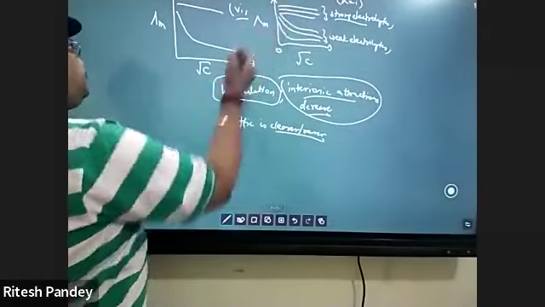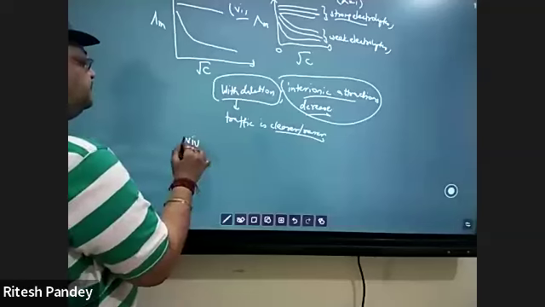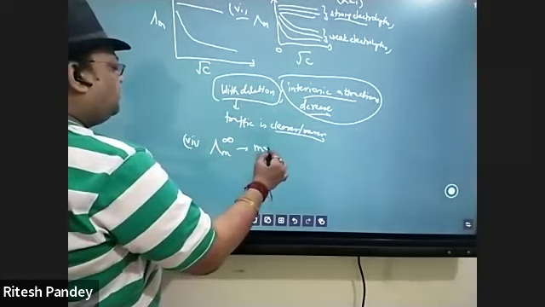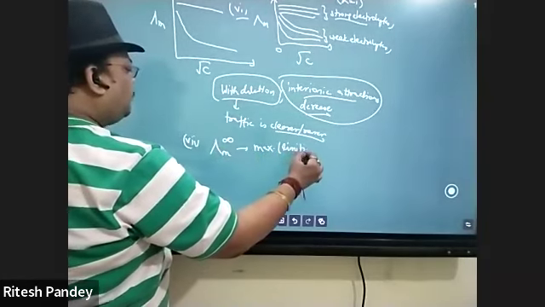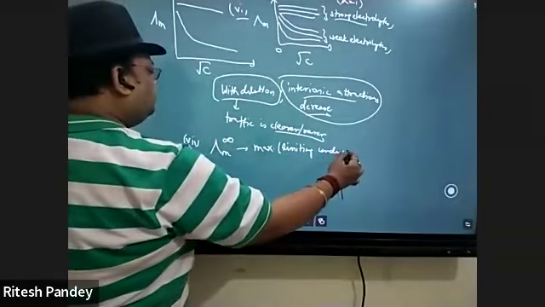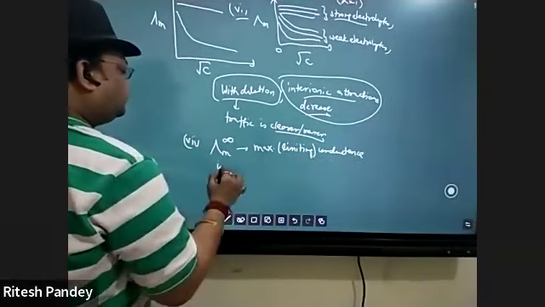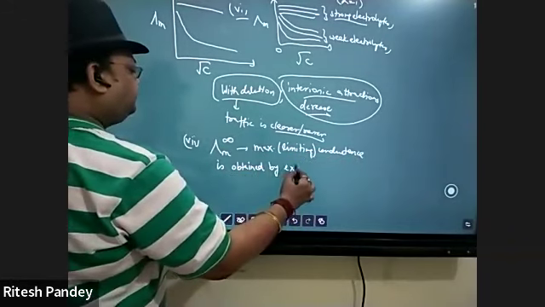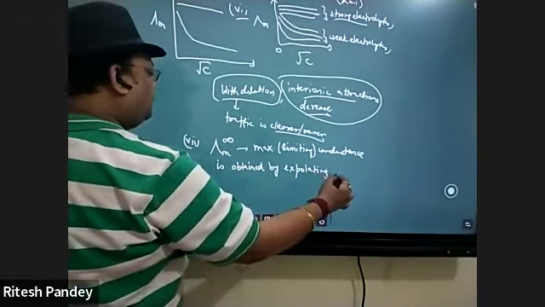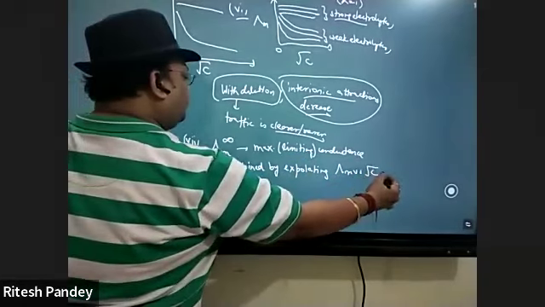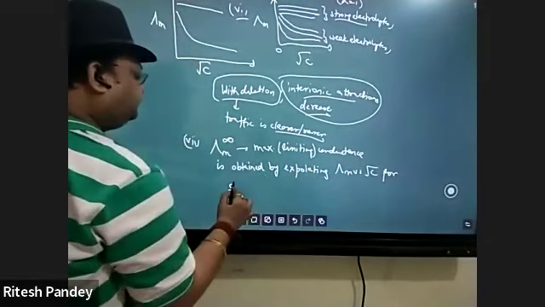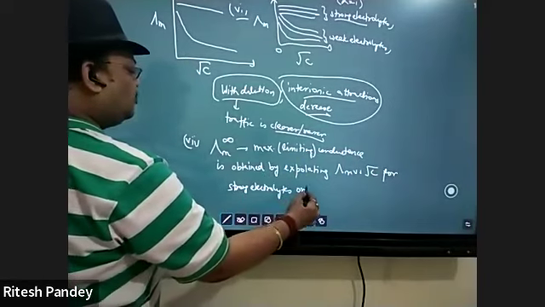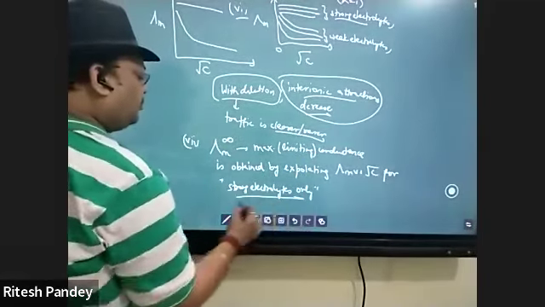This can't be obtained naturally. This infinite conductance is only hypothetical but relevant. But there is the maximum, also called limiting conductance. And I would have told you in the past, this is obtained by extrapolating this delta M versus root concentration for strong electrolytes only. This can be done only for strong electrolytes.